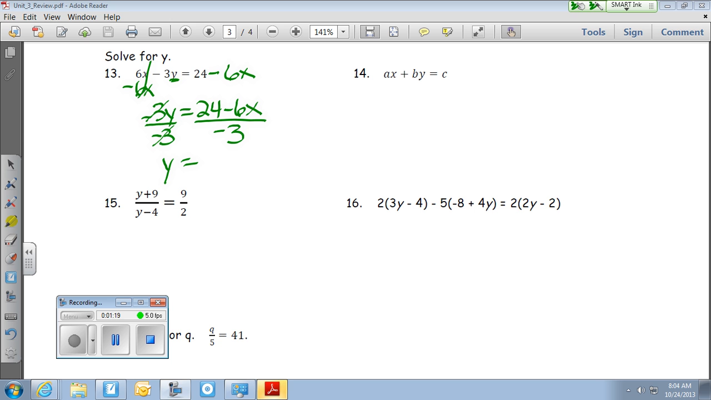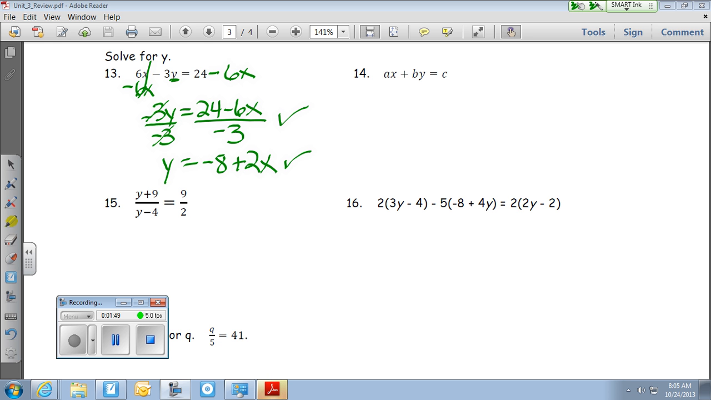So that 24 divided by a negative 3 would be a negative 8, and then a negative 6x divided by a negative 3 would be a positive 2x. So this one is acceptable, or you can simplify it, but maybe that's for another day. But just so if you're wondering if you can do that, yes, you can do that, because negative 3 would go into 24 and a negative 6x. So either one of those answers is acceptable.